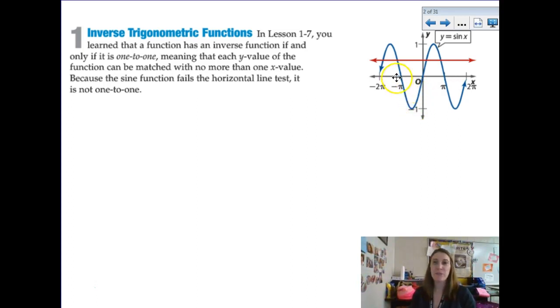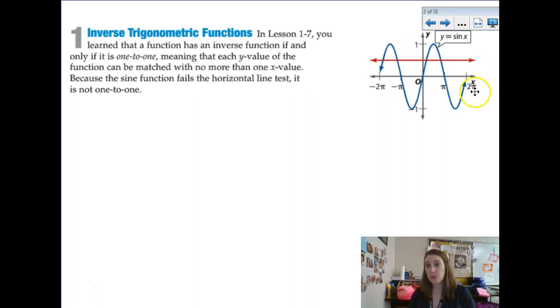So what we have here is an example of a sine function. And remember, when we worked with inverse functions back in the day, we said that if a function has an inverse function, then it is a one-to-one function, meaning it passes the horizontal and vertical line test. But if I look at the sine function, while it does pass the vertical line test, it would fail the horizontal line test, which tells me that the inverse of the sine function is not a function.